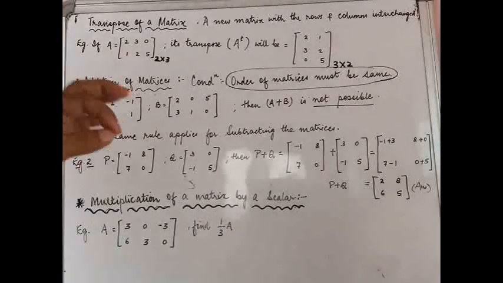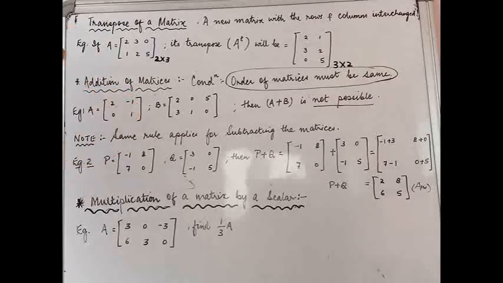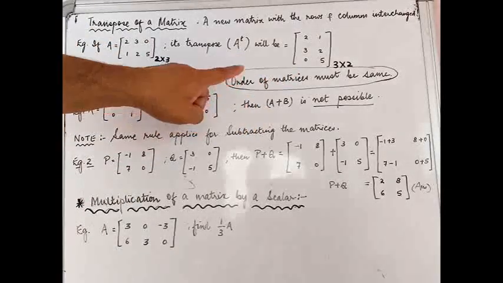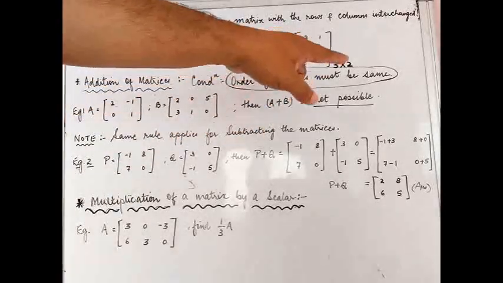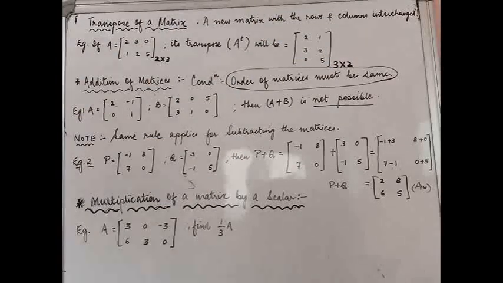Okay, but the important condition for you to remember for addition of two matrices to take place, the important condition I have listed over here, is that the order of the matrices should be same. They must be same. The order must be same. You cannot add two matrices having different orders. So I have listed one example over here in the beginning.